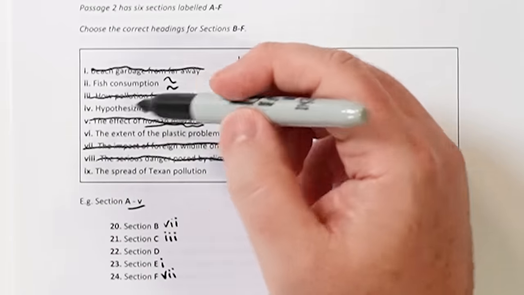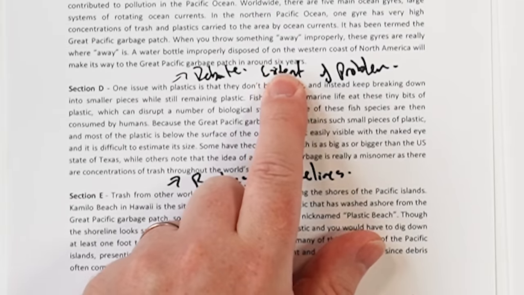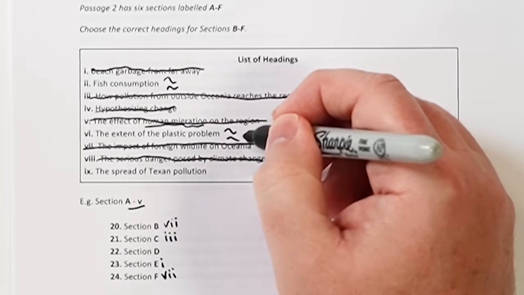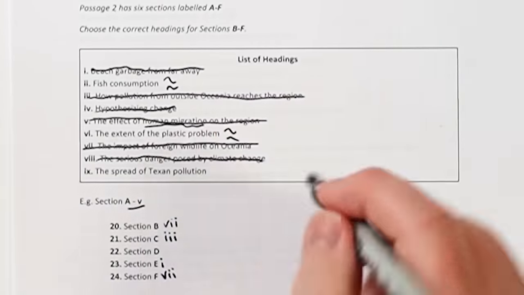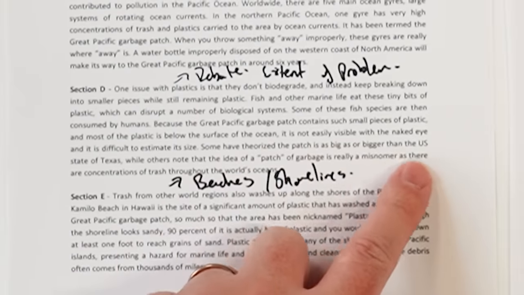Nothing really in there about change. The extent of... So I've put extent. Okay, so probably should have picked up on that one earlier. Probably is this one. Let's just see the spread of toxin pollution. Some have theorized the patch is as big or as bigger. So it's as big as Texas.